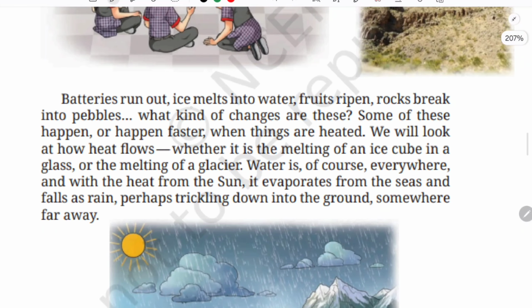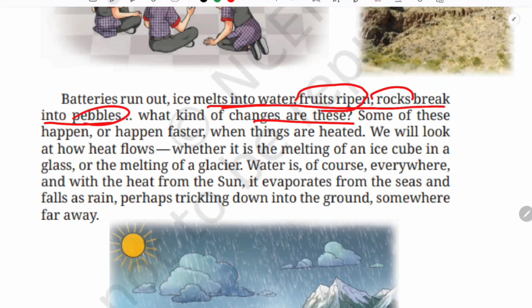So batteries run out, ice melts into water, fruits ripen, rocks break into pebbles. What kind of changes are these? So we are going to learn all about this in our further chapters. Why does a battery run out? Why does ice melt into water? Why do fruits ripen very quickly, and why do these big rocks break into pebbles, and what kind of changes are all these things? And some of these happen faster when things are heated, especially by sunlight.